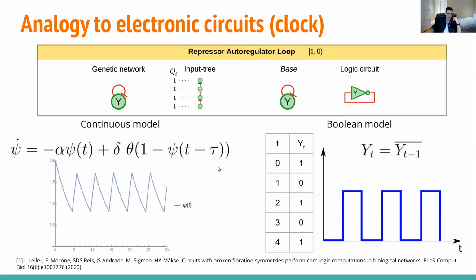And the next thing here is the analogy to electronic circuits. So we will consider one small network, or one small node from the genetic network. So one node with self-repression. This is the simplest example of frustration, where there is one node that cannot stay in the same state. Why?